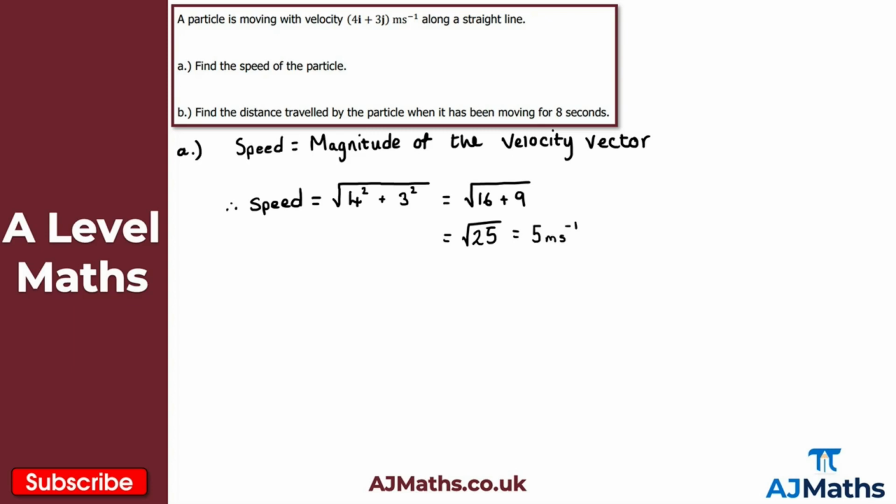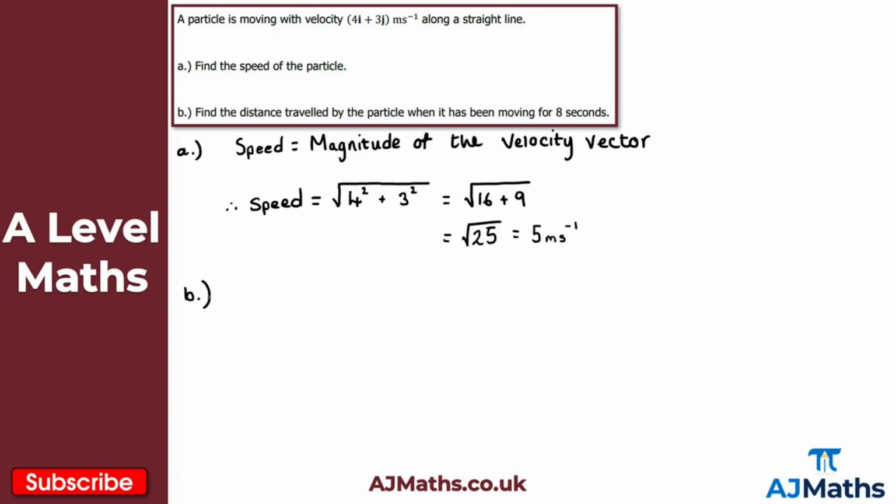So that's the solution to part A. That gives us the speed of the particle. Again, hopefully nice and straightforward. It's just being aware of this concept then, that the speed is equal to the magnitude of the velocity vector. So that's part A done. Let's take a look now at part B here.